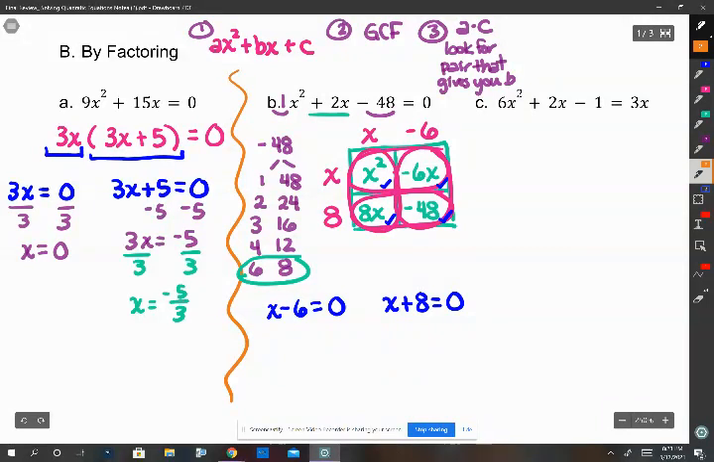The way we get rid of minus 6 is we add 6 to both sides. So we get x is equal to 6. The way we get rid of plus 8 is we subtract 8 from both sides, and that's how we get x is equal to negative 8.